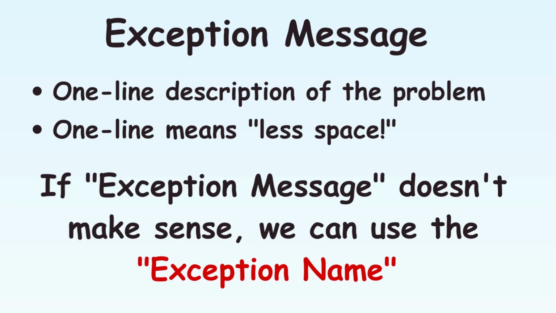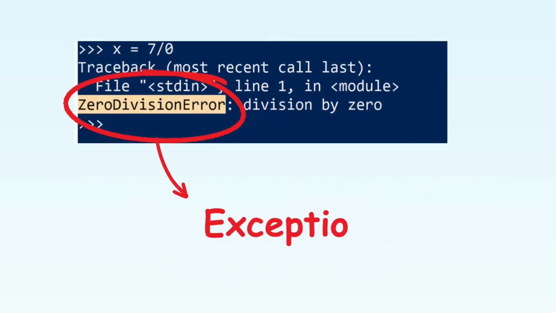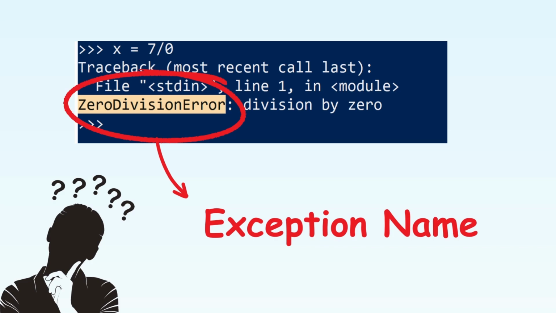That's where the exception name comes in. The exception name is the very first word of the last line, the same line that contains the exception message. Let's say you're like me and you didn't actually focus on the math class in high school, and you have no clue what this division by 0 actually means.